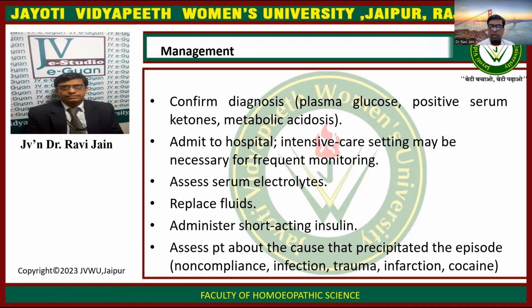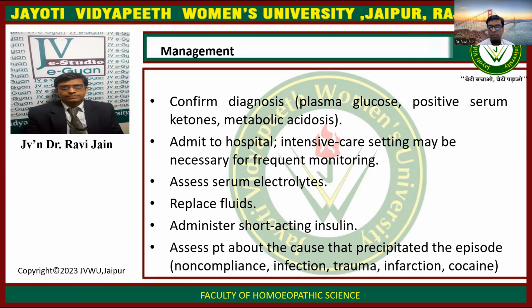We have to admit the patient to the hospital in the ICU, and we have to monitor all the vitals. We have to give serum electrolytes because we have seen that there is a depletion of the electrolytes: sodium, chloride, magnesium, all. So we have to give electrolytes to the patient. We have to replace the fluids because the patient was going into hypotension, so we have to give intravenous fluids. Administer short-acting insulin. First of all, we have to give short-acting insulin because the insulin is deficient in the patient.